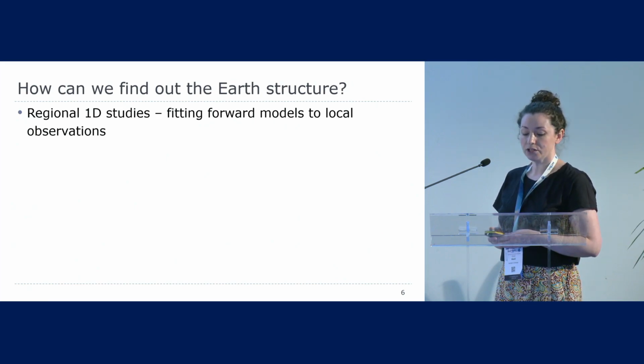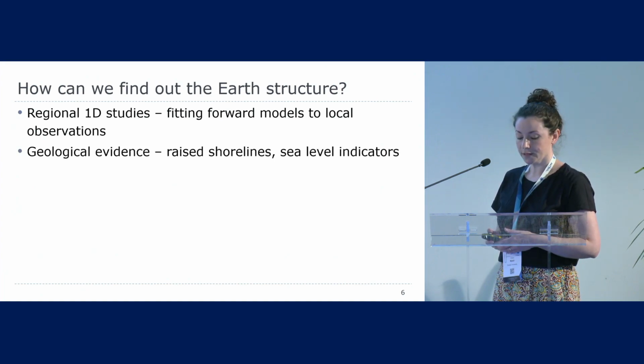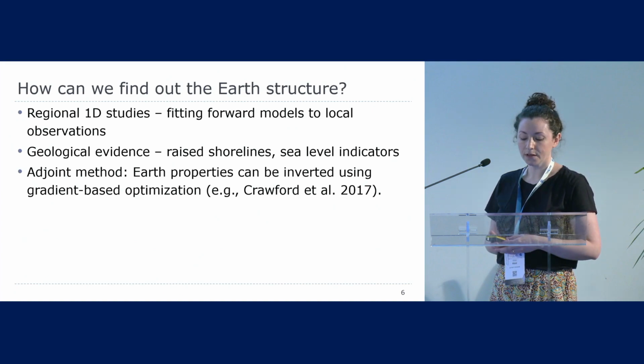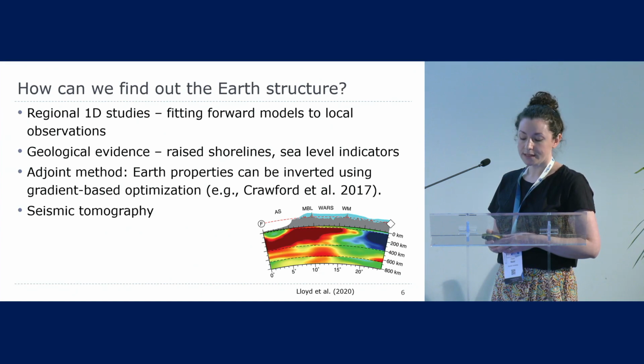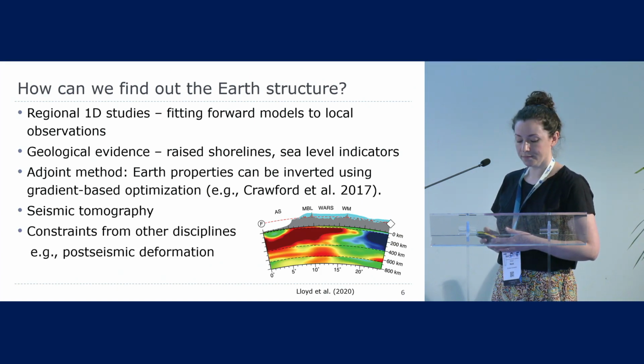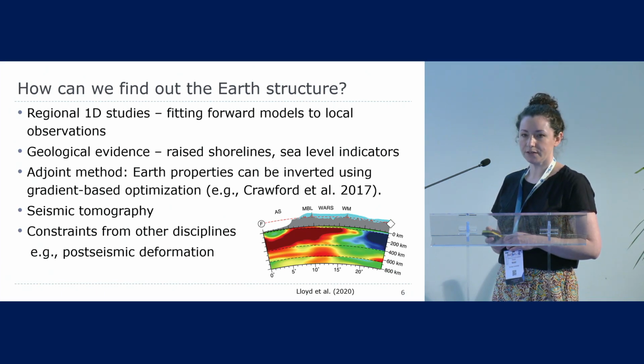We can have a look at regional 1D studies where we fit forward models to local observations. Geological evidence such as raised shorelines and sea level indicators can tell us about the Earth structure as well. We could use the adjoint method where Earth properties can be inverted using gradient-based optimization, and this is slightly different from the forward model. Seismic tomography is a really good way of finding out how properties vary laterally within the Earth, as shown in the figure. And we can also look at constraints from other disciplines, such as post-seismic deformation.